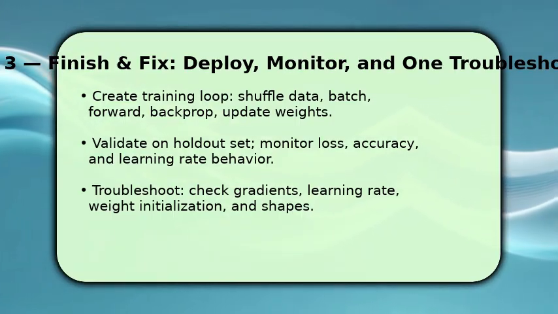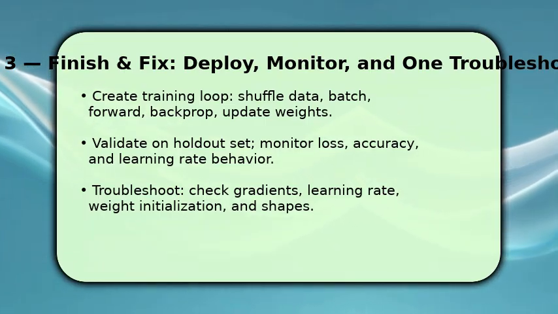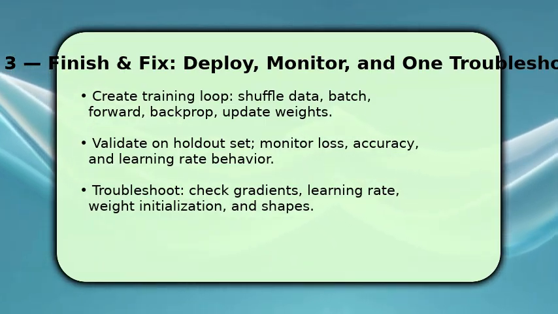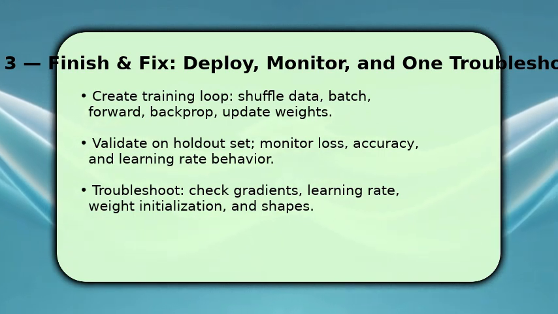If things go wrong, check gradients and weight initialization first. Mismatched shapes or a too large learning rate usually explain failure. Finally, iterate and refactor for clarity and performance.